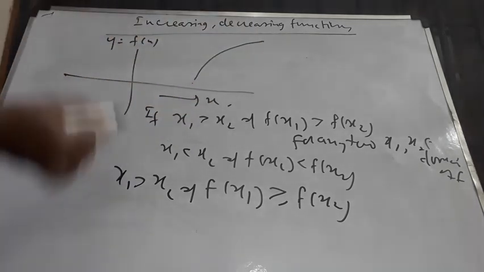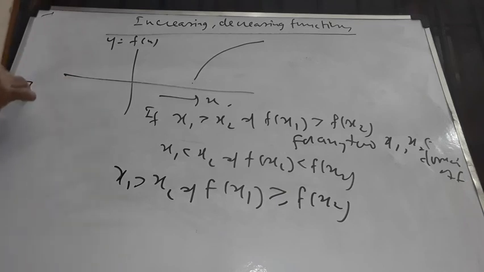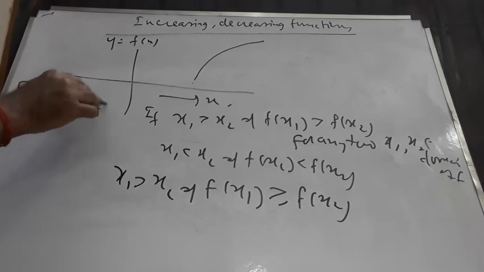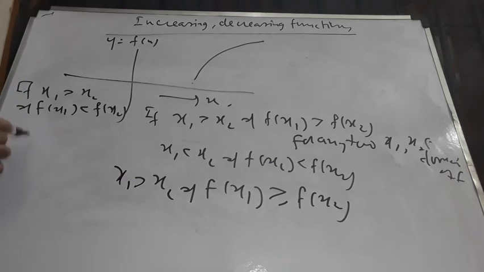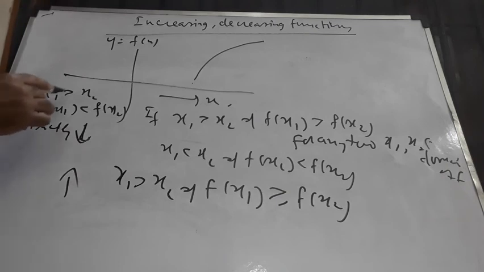Similarly, in the reverse way, if x1 greater than x2 implies f of x1 less than f of x2, the inequality gets changed. For any two x1, x2 element of domain of f, the function is said to be strictly decreasing. This symbol we are allowed to use; this symbol is for decreasing, this is for increasing. Similarly, if x1 greater than x2 implies f of x1 less than or equal to f of x2, it is decreasing but not strictly decreasing.